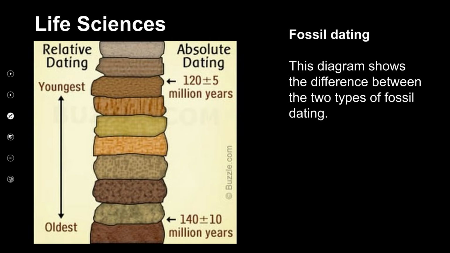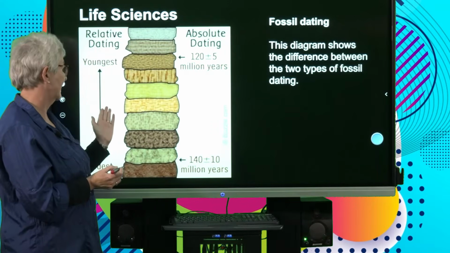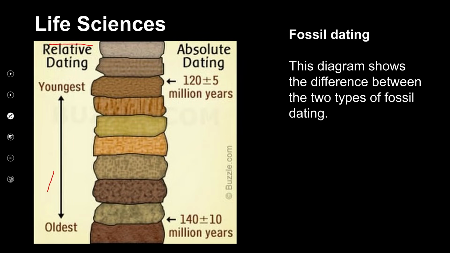Now, to compare the 2 different types of dating, we have relative dating here. So let's have a look. Relative dating can only tell you which is the oldest and which is the youngest rock. Absolute dating, which is the radiometric dating, can give you much more accurate figures.